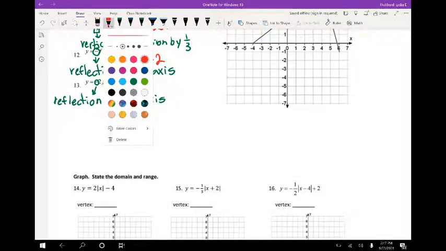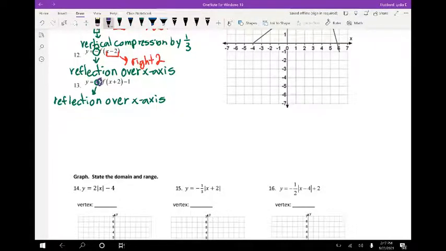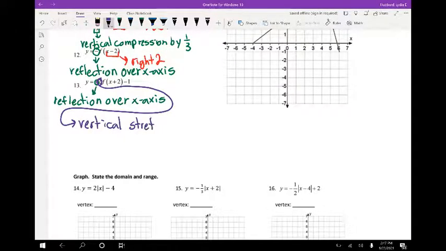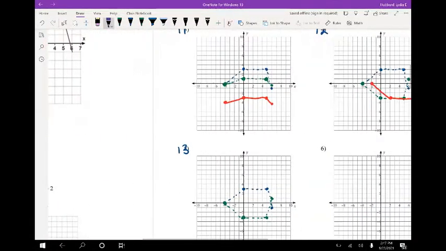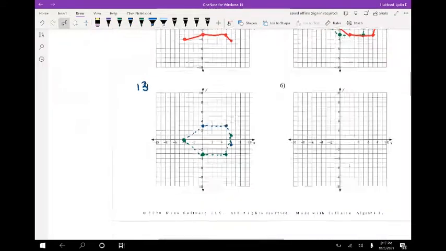Now that we've done the first one, now we can worry about that 2 that's also in front of the f of x. So that 2, because it's greater than 1, is saying a vertical stretch by 2. Okay. And remember, whenever we have a vertical compression or a vertical stretch, we'll multiply the y values by whatever that number is. So we're going to go ahead and multiply all of the y values by 2.